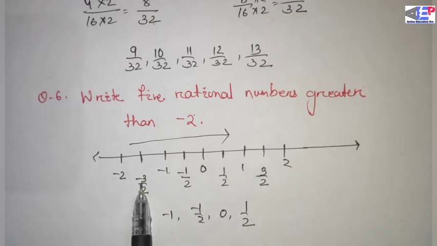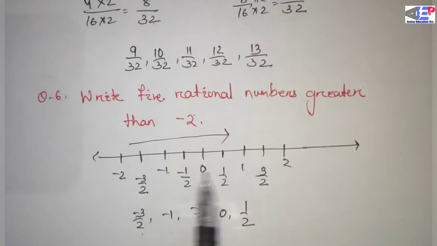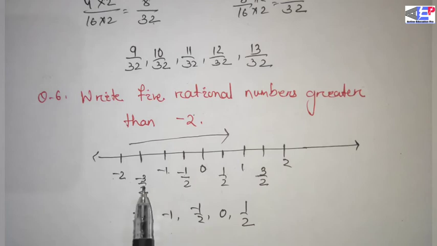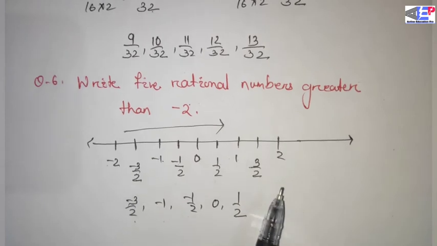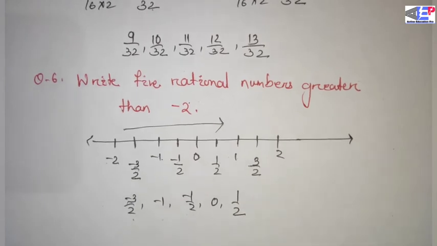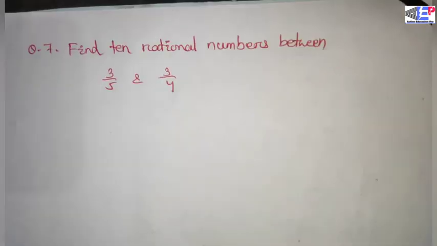Similarly to minus 3 by 2, we find the midpoint of both the whole numbers, 0, 1, minus 1, 0. We can write minus 1, 0, 1, 2. These are rational numbers, but these are not in p by q form. So I write fractional numbers with these negative integers and whole numbers. Okay, so next move on to our question number 7.